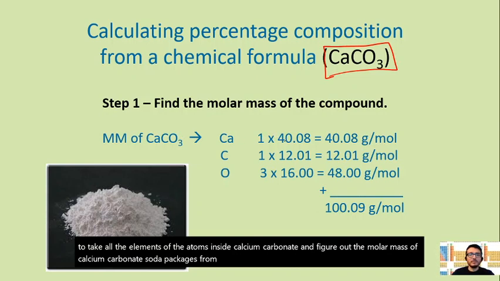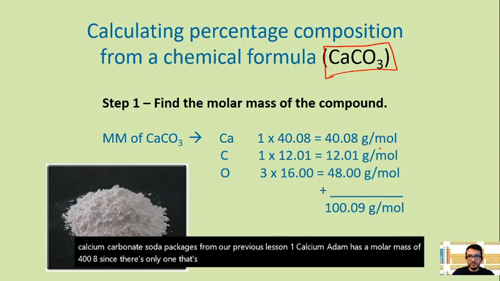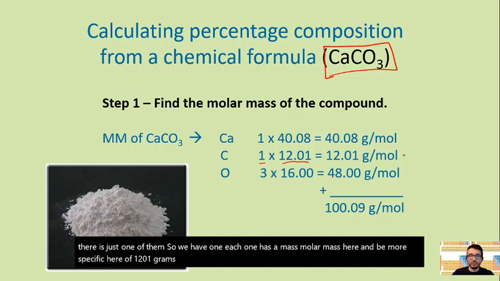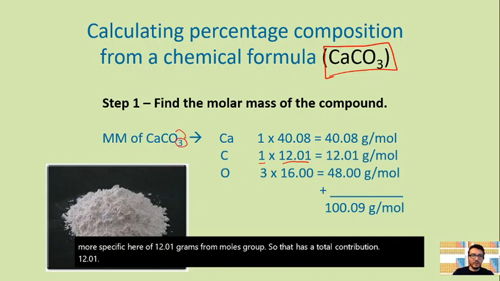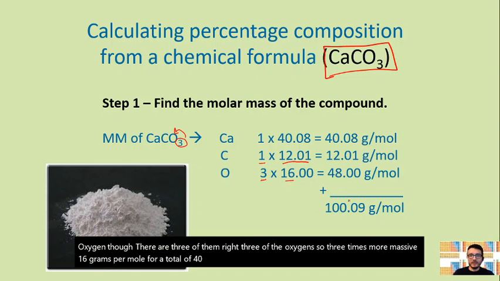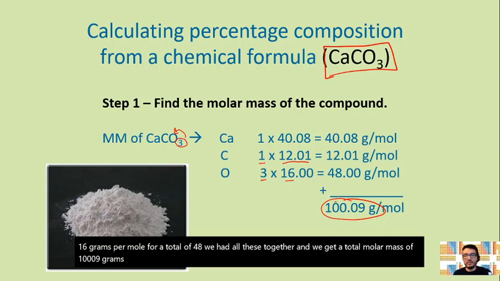One calcium atom has a molar mass of 40.08. Since there's only one, that's a total contribution of 40.08. Carbon, not copper, carbon. There is just one of them. Each one has a molar mass, here I'm being a bit more specific, of 12.01 grams per mole, so that has a total contribution of 12.01. Oxygen, though, there are three of them, right? Three of the oxygens. So 3 times the molar mass of 16 grams per mole for a total of 48. We add all of these together and we get a total molar mass of 100.09 grams per mole. And so that's the molar mass of calcium carbonate.